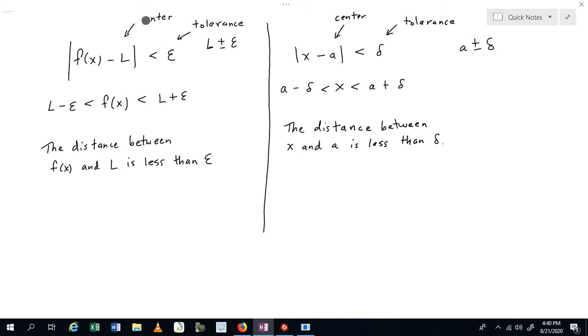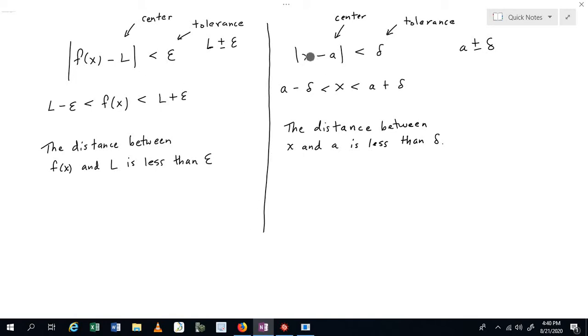Remember, L is the center, and epsilon would be the tolerance. So you can think of this as L plus or minus epsilon, and that would be the tolerance for f of x. So f of x is trapped between L plus epsilon and L minus epsilon. That's what this inequality is telling us. Now in terms of distance, the distance between f of x and L is less than epsilon. That's another interpretation of this inequality.